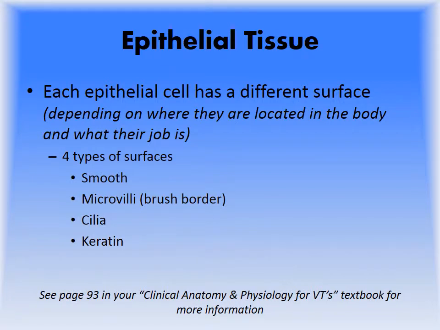Also, each epithelial cell has a different surface, okay? We just talked about how they're connected, the different types of junctions, but the surface of these epithelial cells can also be different, and it all depends on where they're located in the body and what their job is. There are four different types that we're going to talk about. There's the smooth surface of the epithelial cells. There's microvilli, which is kind of like a brush border. There's cilia, and then there's keratin.